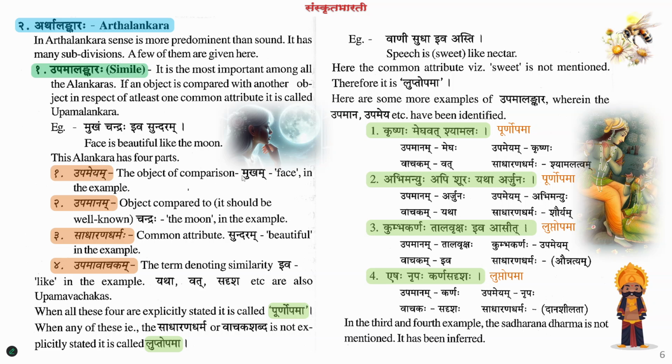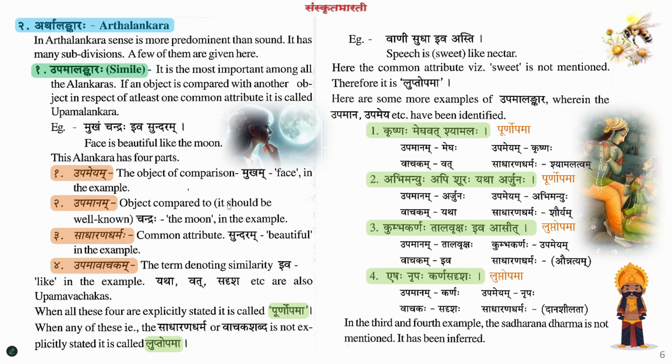The object of comparison, Mukham, face in the example. Upamanam, object to which that other one is compared. So this is that well established known beauty or something of some object. That object we pick. Upamanam. So Chandraha is the Upamanam for Mukha. Okay. So it should be well known. Chandraha, the moon, is in the example. It should be well known. It can't be some Kavi Kalpana.